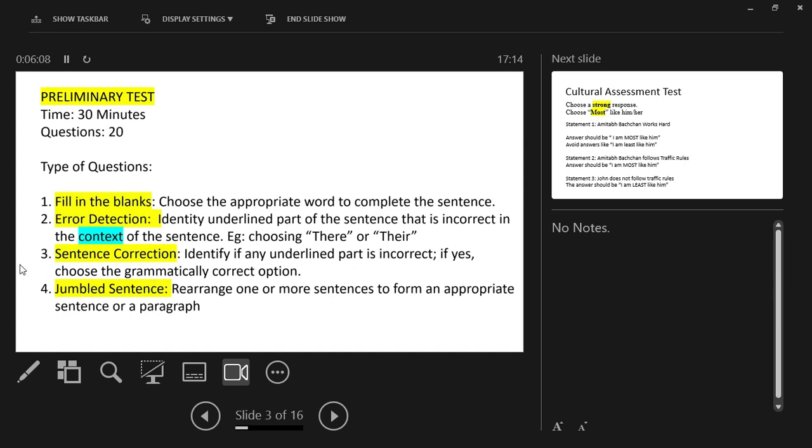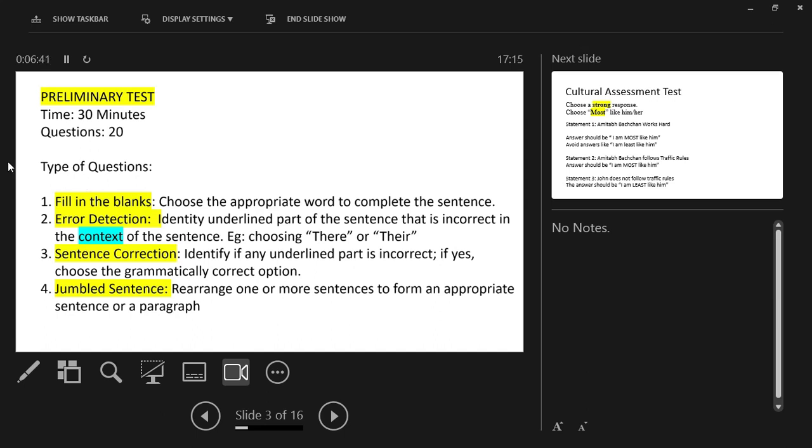The second one is error detection. Identify the underlined part of the sentence that is incorrect in the context of the sentence. For example, you may have to choose between these two words, THERE or THEIR. Depending on the context of the sentence, you would choose the right word and proceed. So in error detection, you will have to identify which word has an error in terms of the context.